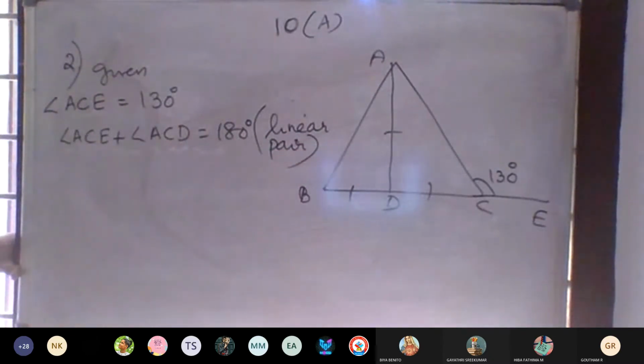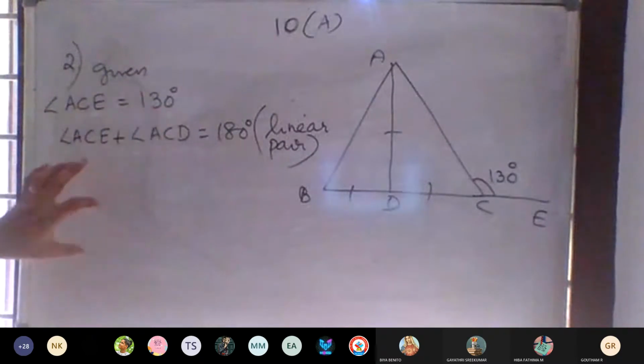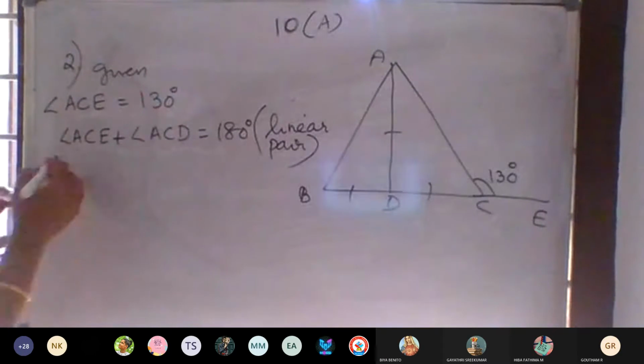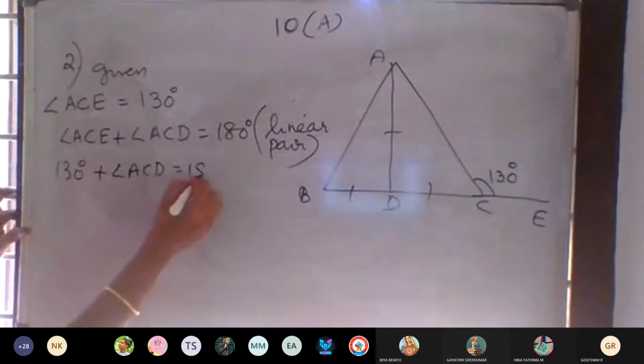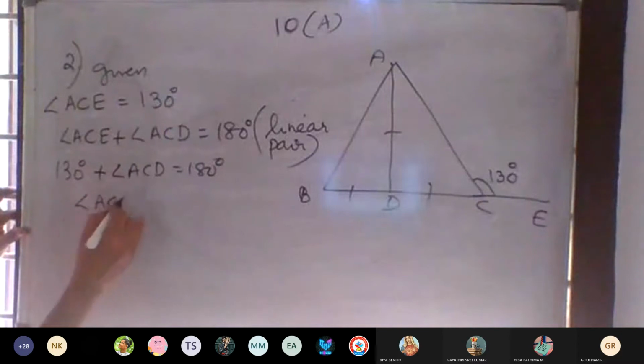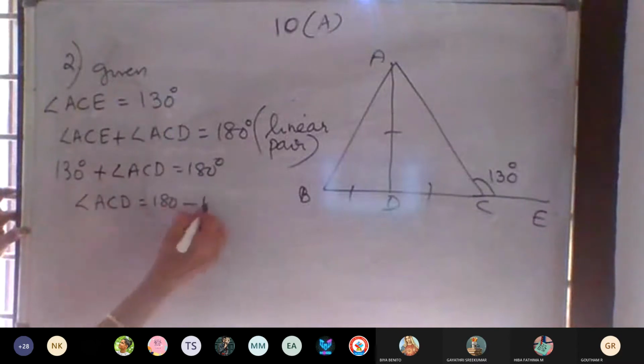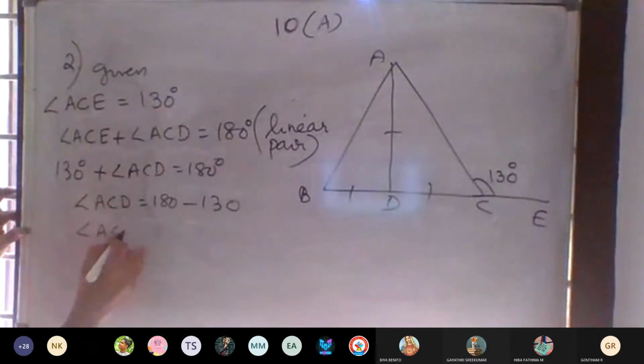Angle ACD, don't write "therefore". The given angle ACE is equal to 130 degrees. Angle ACE plus angle ACD is equal to 180 degrees. Substitute: 130 degrees plus angle ACD is equal to 180 degrees. Therefore, angle ACD is equal to 180 minus 130. So, angle ACD is equal to 50 degrees.